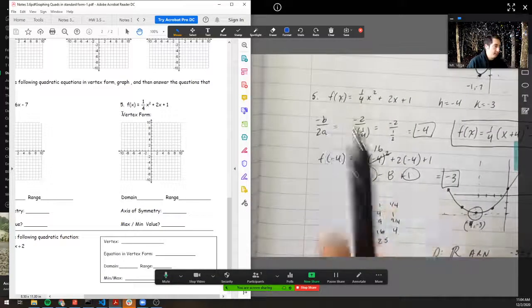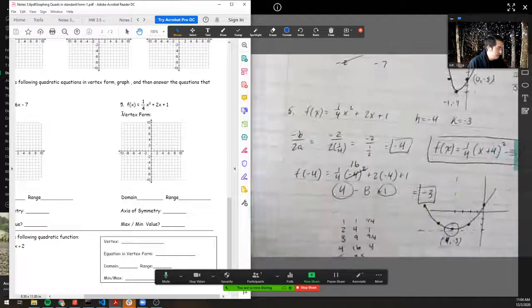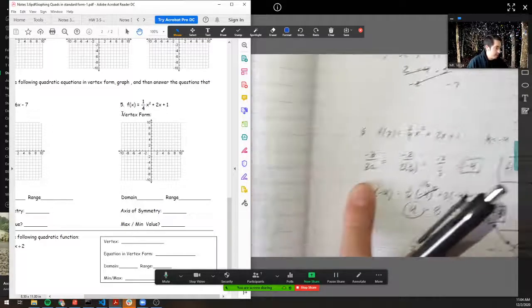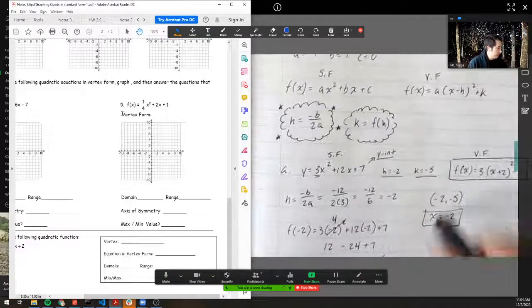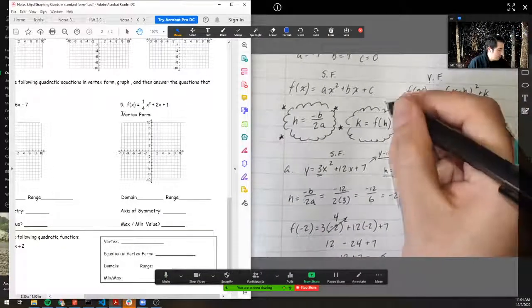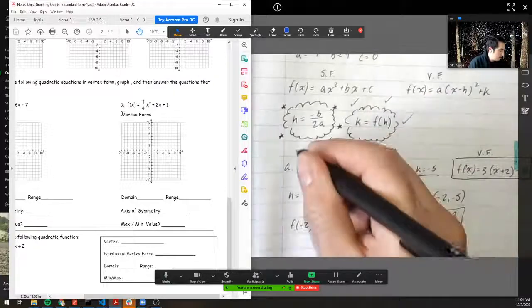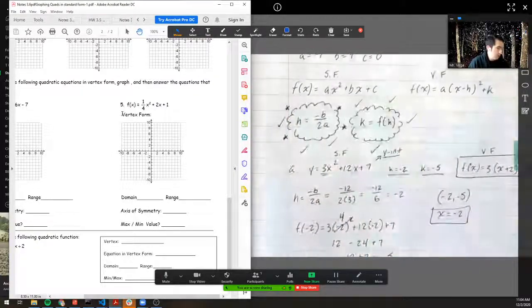Main takeaway, right here, negative b over 2a, this thing. This is the main takeaway from today. Make sure you have that written down somewhere. That's the main takeaway today.